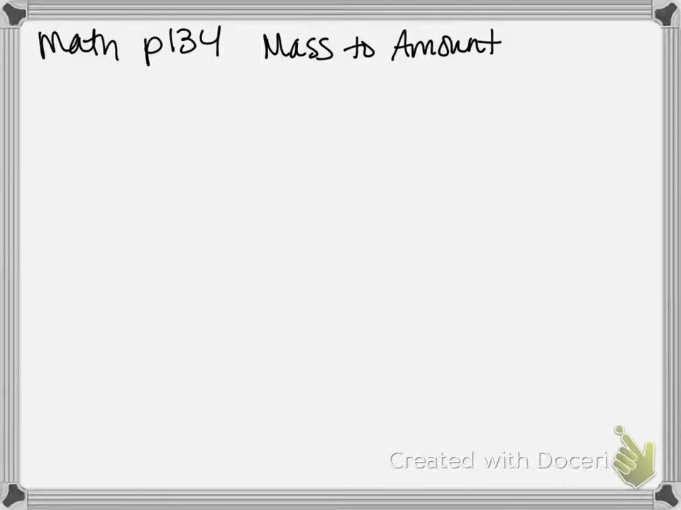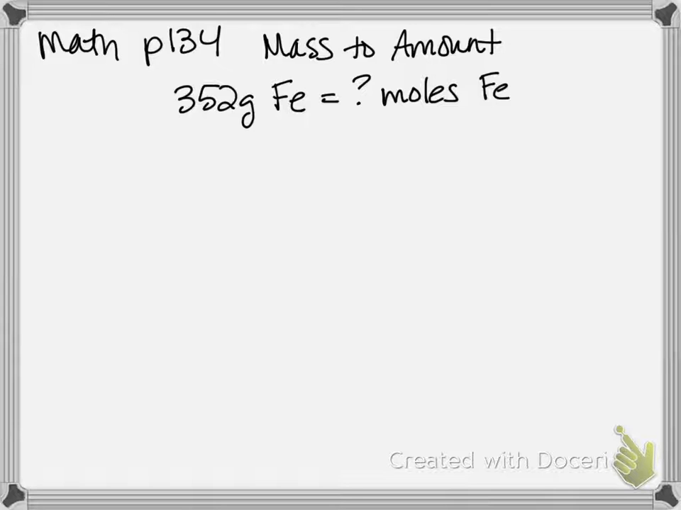Our last math practice of chapter 4 is on page 134, converting mass to amount. So now what we have is 352 grams of iron, and we're asked to determine the amount of iron present in 352 grams. Now, when they say amount, what they're talking about is how many moles. They use the word amount a lot, where I would use the word moles, but if you understand what they're talking about, it shouldn't be too big of a deal.